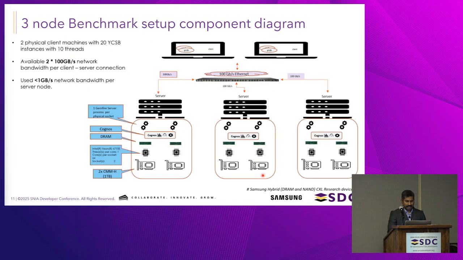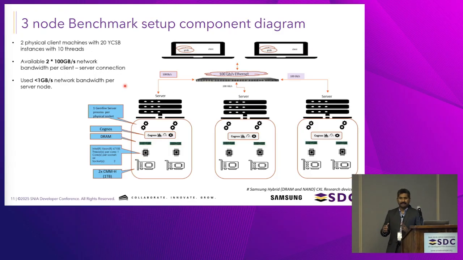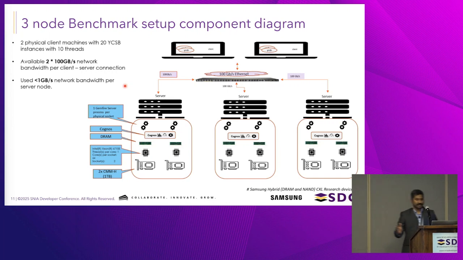The 3 node setup is a scaled-out version of the same thing. You have the same thing replicated into 3 different servers. The only difference is that we added 2 client servers, again connected over the network, and the network was never saturated. So even the 200 gig was over-provisioned in that way.